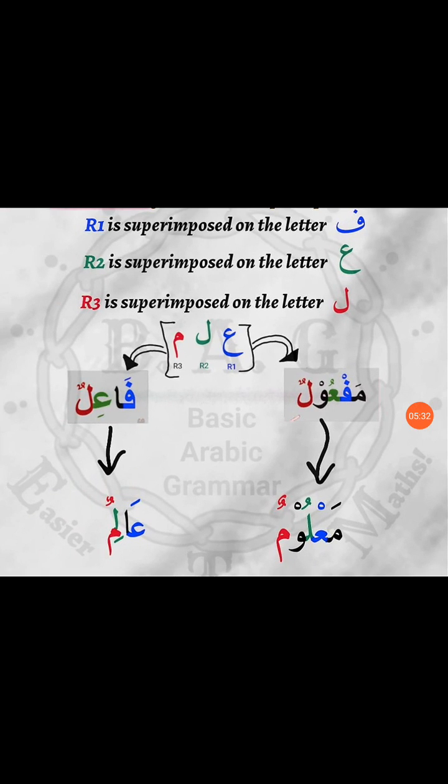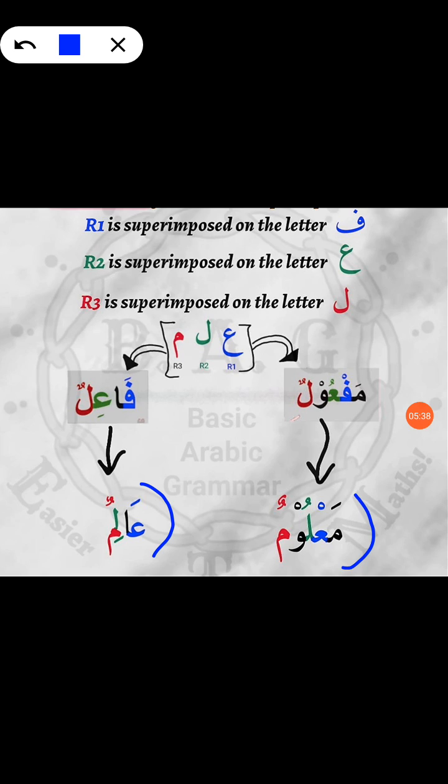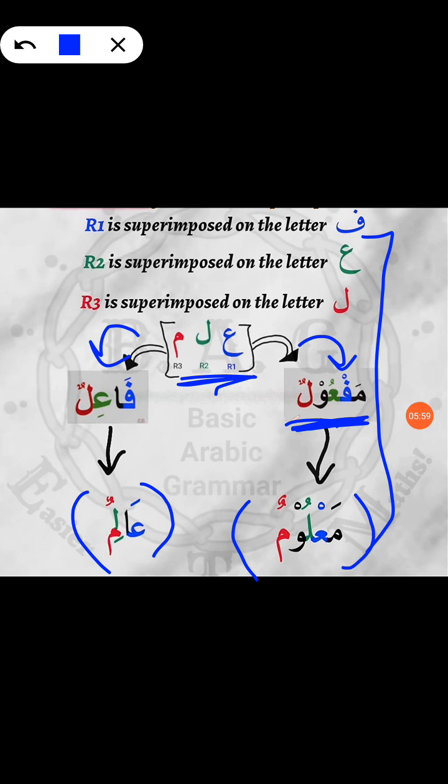All right, so this is what we studied. We formed the words ma'lumun and alimun by superimposition of these root letters on two different patterns. So we got maf'ulun and fa'ilun. These were the two patterns, and then we derived the words ma'lumun and alimun. Just remember this part and you'll be good to go, inshallah.